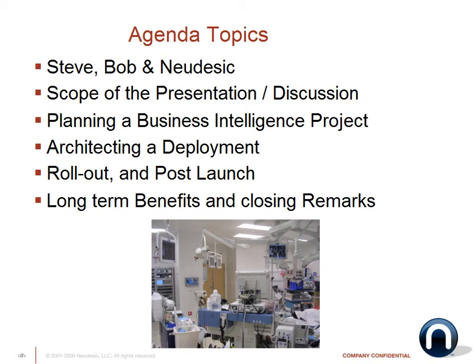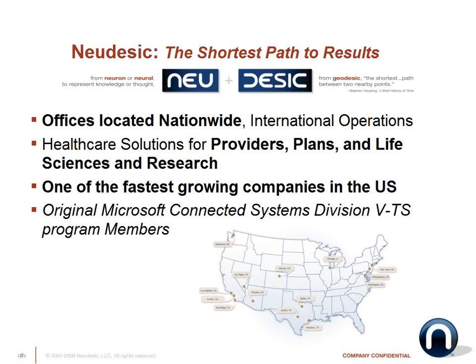We'll talk about participation within the hospital or your integrated delivery network. We'll talk about architecting BI deployment, including leveraging your assets, technology selection, dashboarding versus scorecarding, for example. And then we'll work out the rollout and post-launch ideas, including hospital-wide participation and training, and the adoption of continuous process improvement, which really is the underlying theme of everything we speak of today. And then we'll close out with some long-term benefits and remarks.